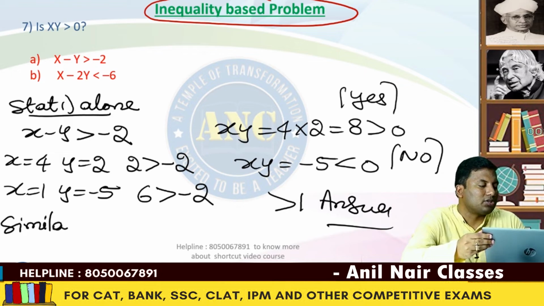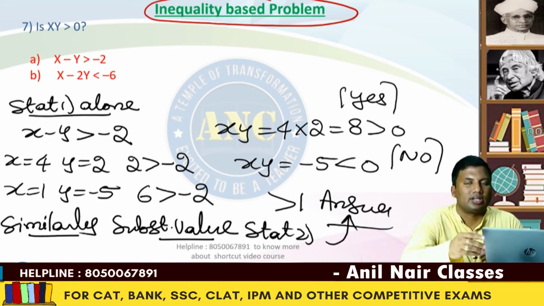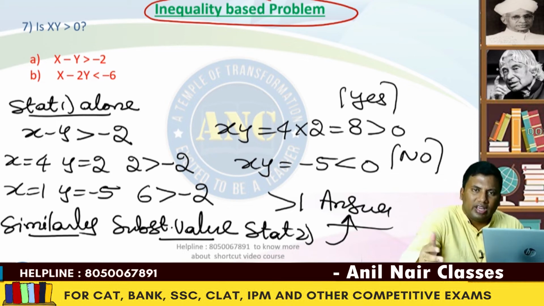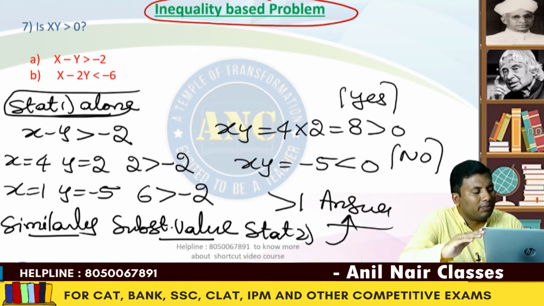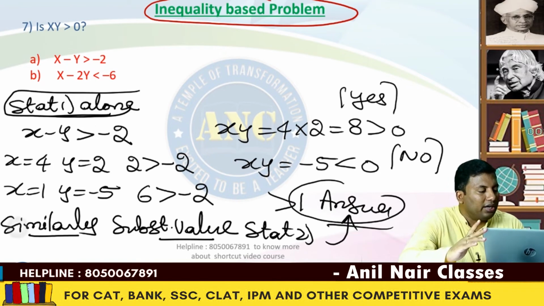Similarly, you can substitute the values and you will get the same conclusion. For statement 2 also you will get a greater than 1 answer. You can do it by taking some random values: x is 3, y is 4, x is 1, y is 2, anything you can take. Statement 1 alone, statement 2 alone, again it is giving me a greater than 1 answer. Now I need to combine.